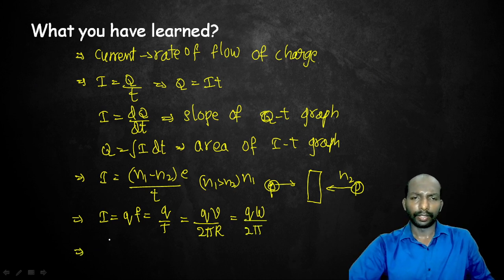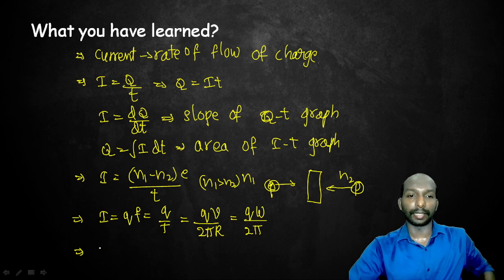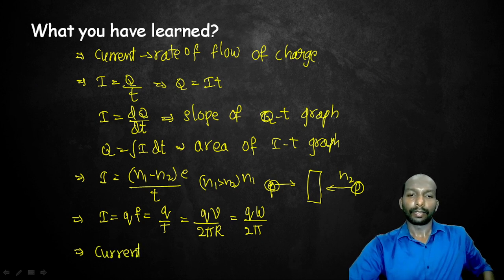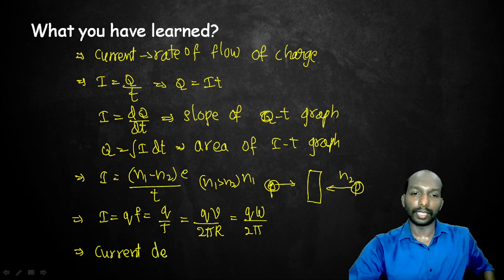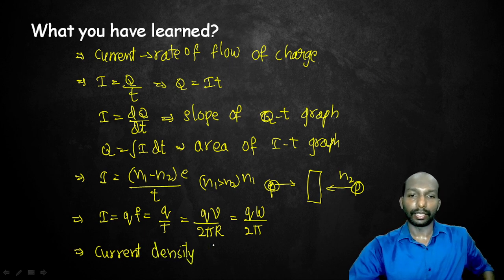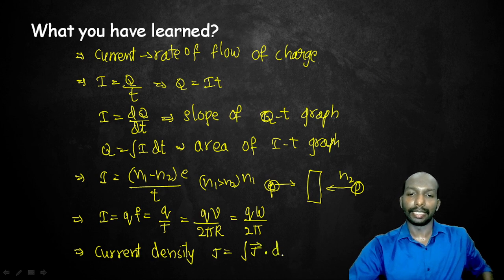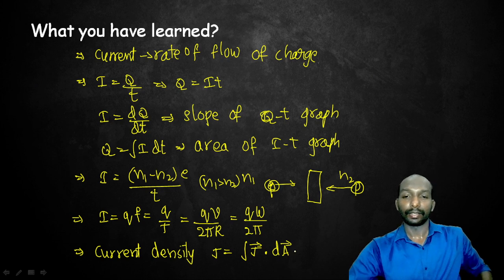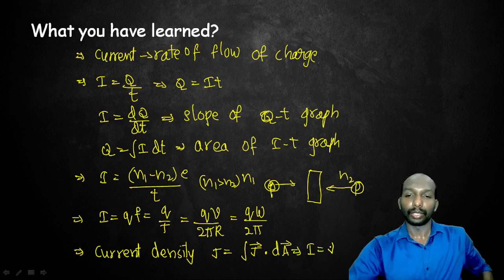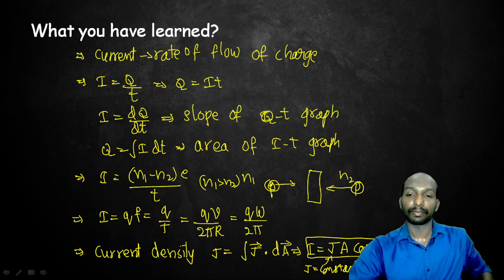After that, we defined current density. Current density means current per unit area. Current density J equals integral J bar dot dA bar. From this, I equals j into A cos theta, where j is constant current density.